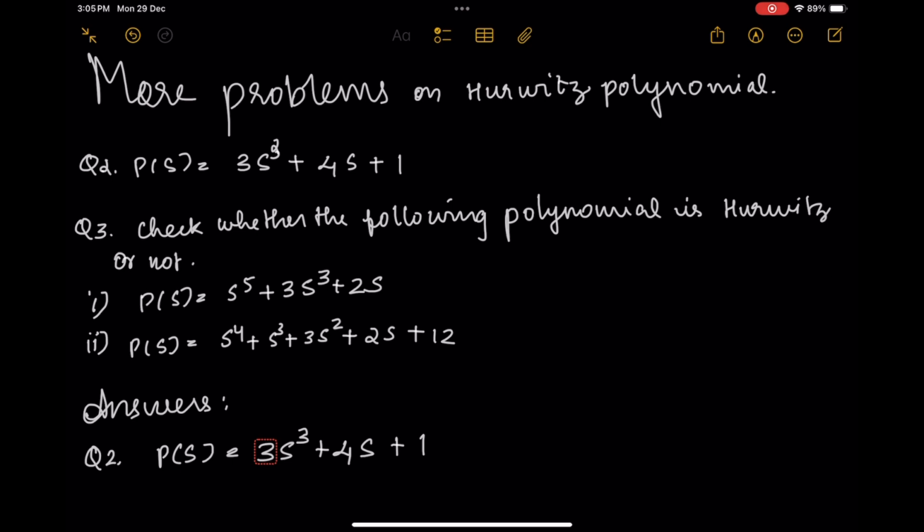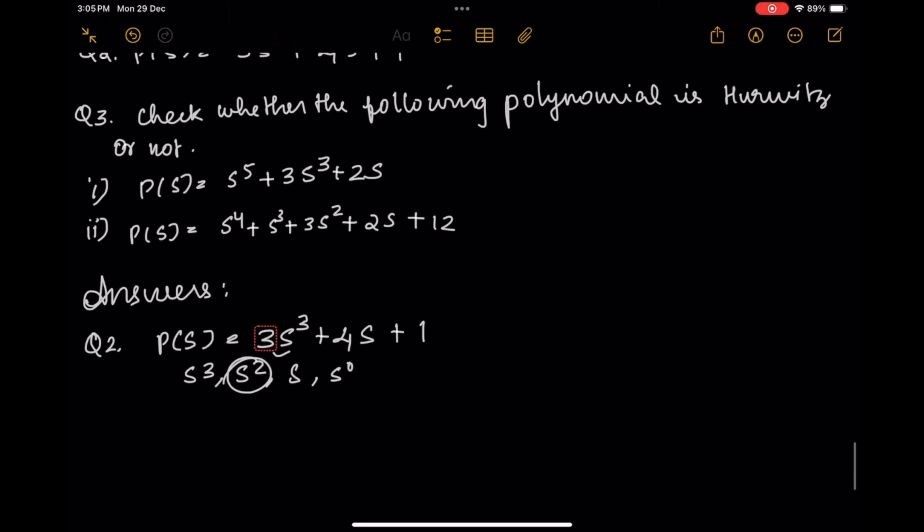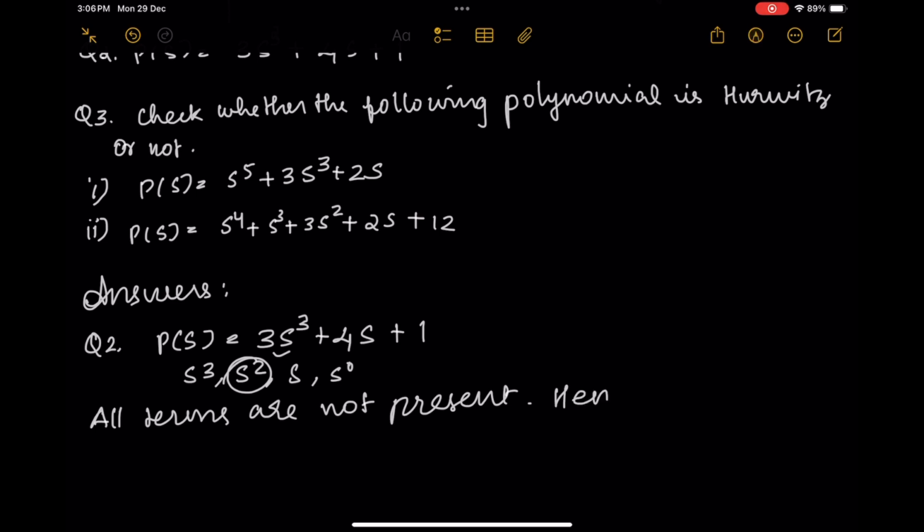So which terms should exist in that question? Just like s cube, s square, s and s raised to 0. So s cube exists, but there is no s square term. So it means not all terms are present. Hence, we could say it is not a Hurwitz polynomial.